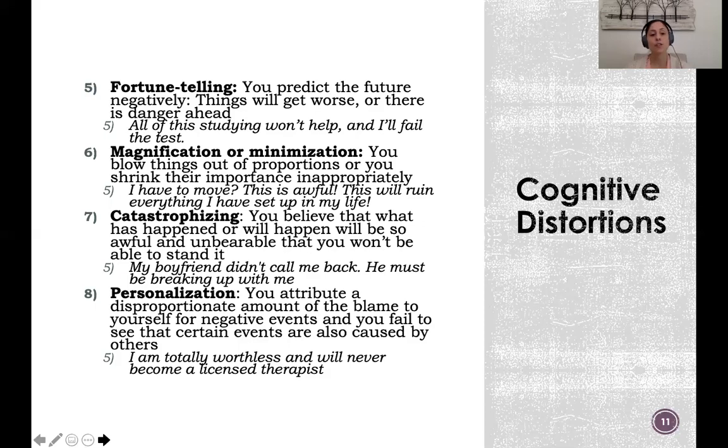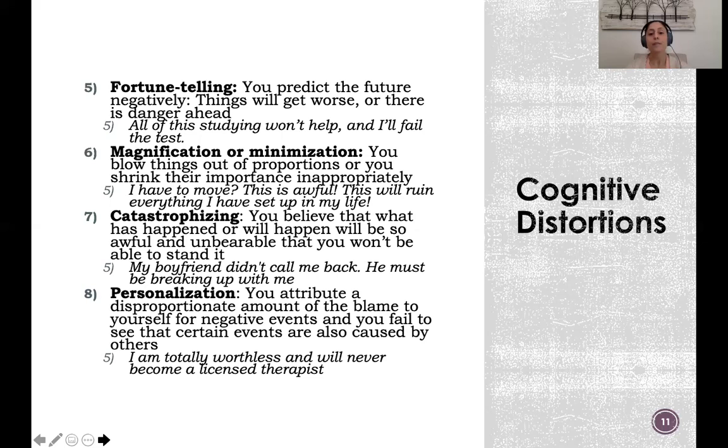Magnification or minimization involves either blowing things out of proportion in the case of magnification, or making light of things that should be a big deal, minimization. So I have to move. This is awful. This is going to ruin everything I set up in my life. My life is over. That would be magnification. Minimization would be if you accomplish something great. You know, you got your first A on a test and you're like, oh, but I have so many other tests to take. I'm probably going to fail them.